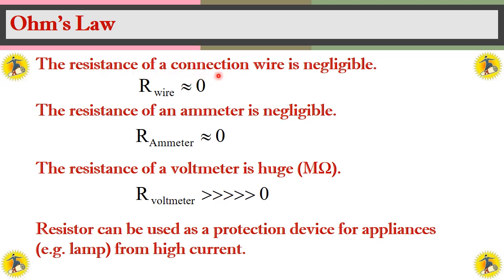The resistance of a connection wire is negligible, equal to zero. If the resistance of an ammeter is negligible, it is also equal to zero. The resistance of a voltmeter is huge. A resistor can be used as a protection device for applications from high current.